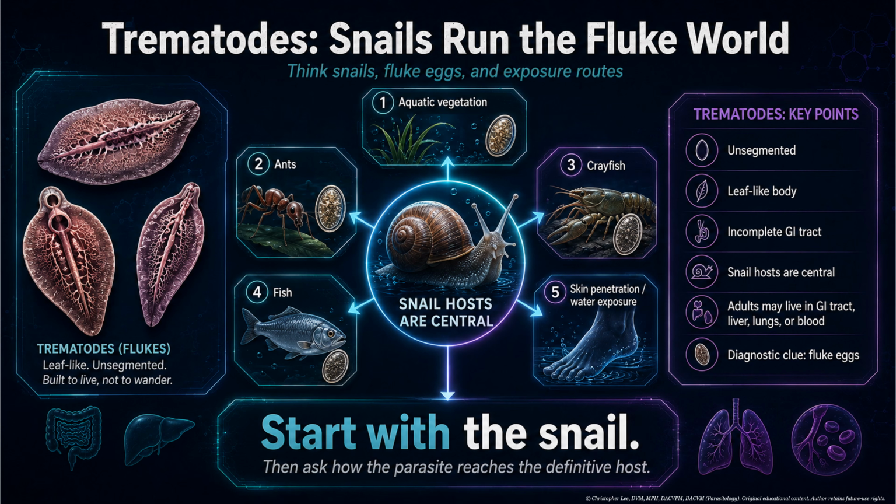That is why exposure history is so powerful. Wet pasture, ants on vegetation, crayfish, raw fish, or freshwater contact. The snail is the hub. Exposure tells you which road the fluke took.